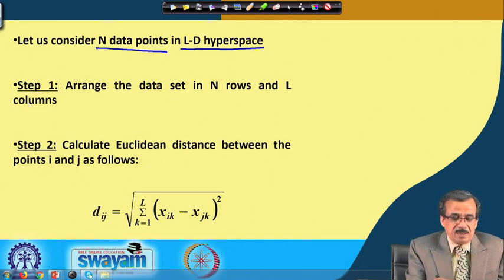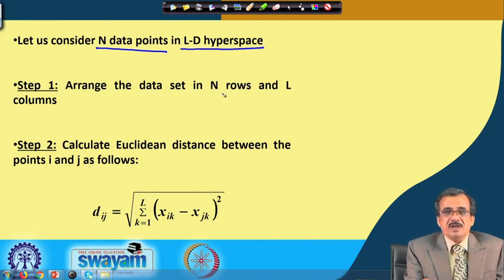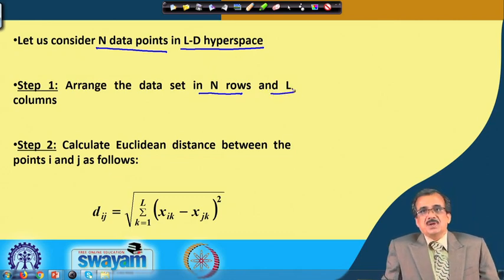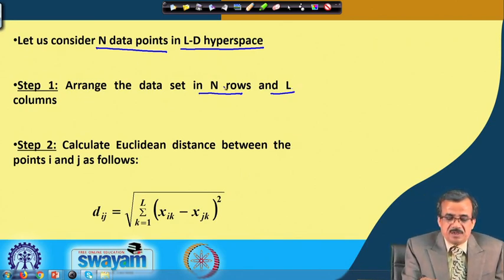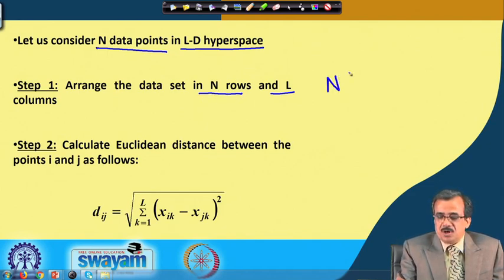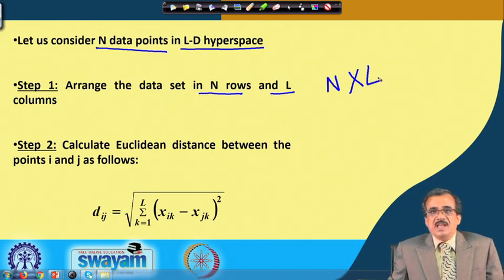Now, step 1, we arrange the data points in n rows and L columns. So, n rows means I have got capital N number of data points, and each data point is having L dimensions, that means L numerical values, and so we take the help of one matrix, and its dimension is n cross L. So, there are n rows and L columns.